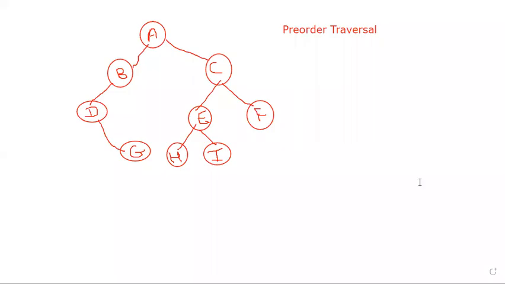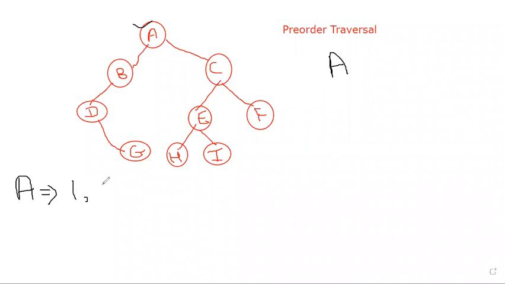Okay, let us find out the pre-order traversal of this given tree. So from where we are going to start? We are going to start from the root node. So here for the root node, we are applying the three steps that we want to apply. So we have applied step number 1, visit the root. So A is going to be printed.